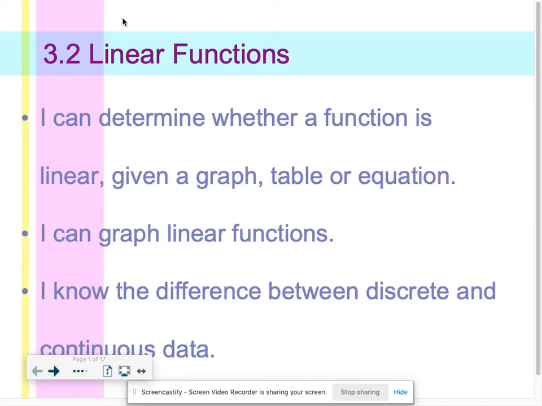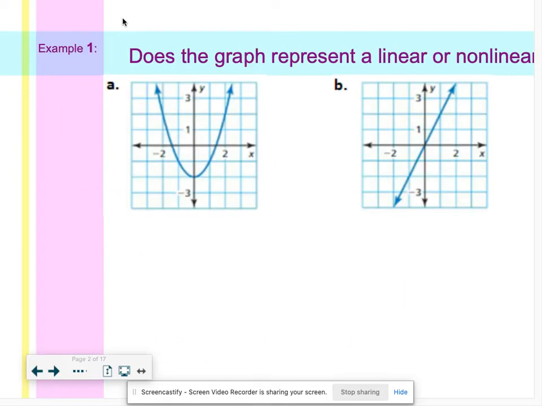Okay, in the word linear, what word do you see? Line. So today all we're worried about are things that are lines. Show with your arms. A line is a straight line.